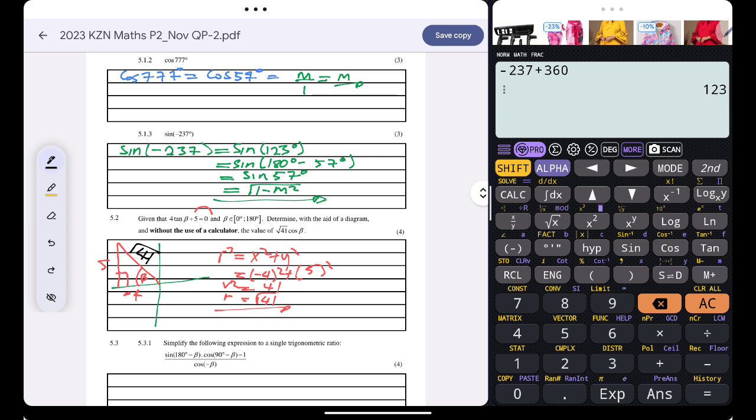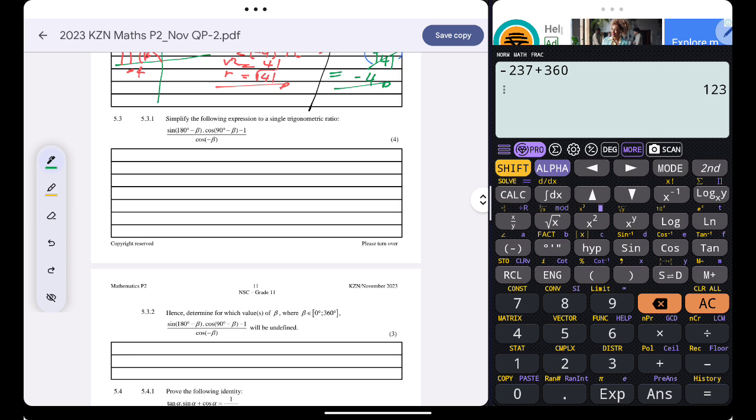And then all I need to do is to find the value of the square root of 41 multiplied by cos beta. Remember that cos beta is always adjacent over hypotenuse. So this is negative 4 all over the hypotenuse, the square root of 41. And then these two will cancel. I'll be left with negative 4. So the answer for this is just negative 4. And you get your full 4 marks. Okay.